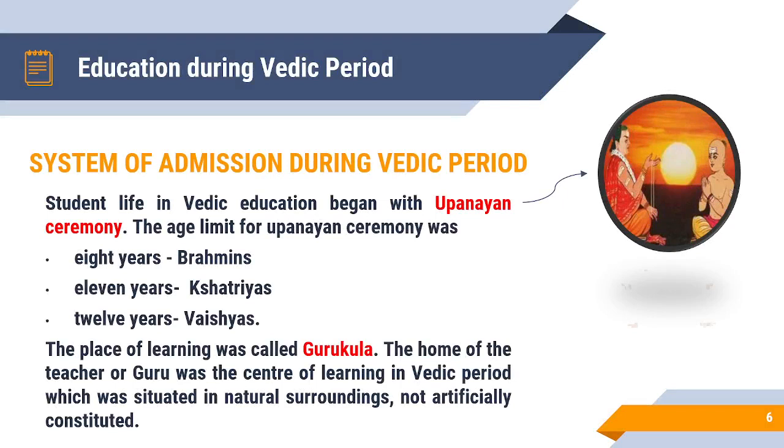At the time of Vedic education, before starting their student life, students had to go through a ceremony known as the Upanayana ceremony. The age limit for the Upanayana ceremony was 8 years for Brahmins, 11 years for Kshatriyas, and 12 years for Vaishyas, and the place of learning was called Gurukula. The Gurukula used to be situated very far from the city, basically in a natural surrounding.